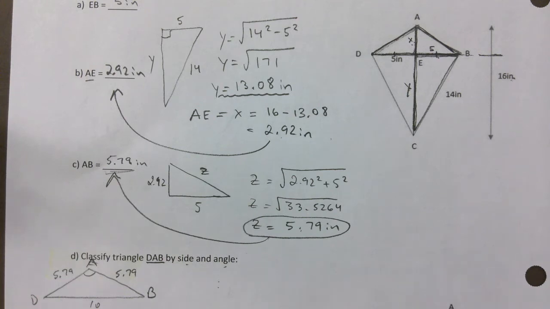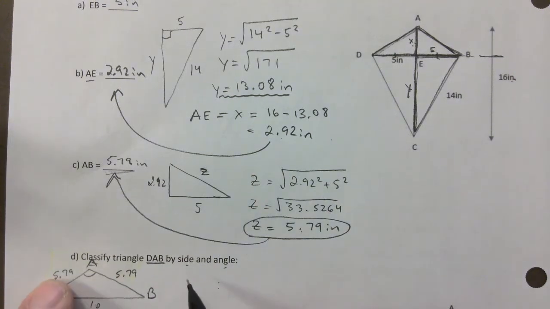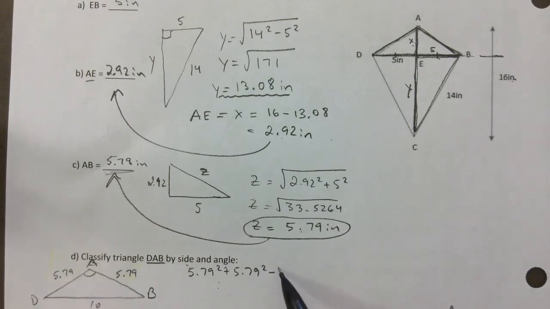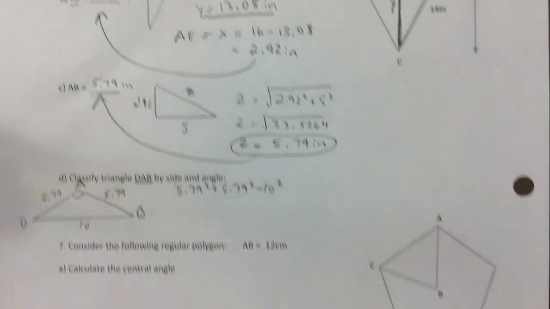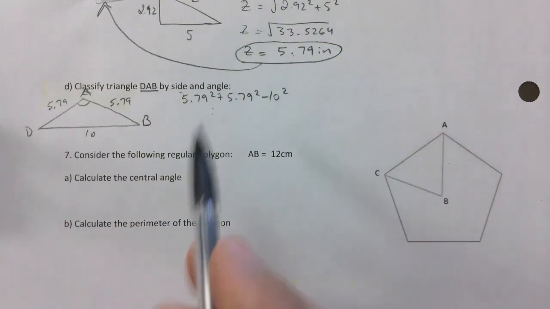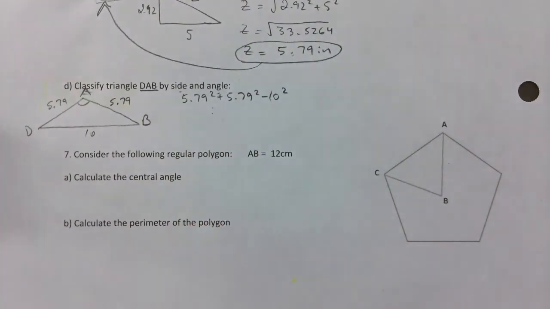Given that it's across the longest side. Yeah, you can definitely say it's isosceles, right? But we don't know if it's obtuse. How would you check that? I'm going to give you a cheat on this. You're going to start with the cosine law. 5.79 squared plus 5.79 squared, minus, remember it's always minus the side across. If this is negative, boom, we know it's obtuse.